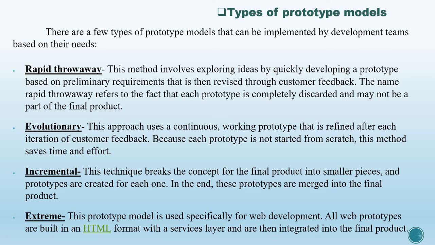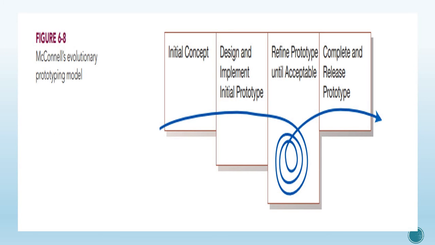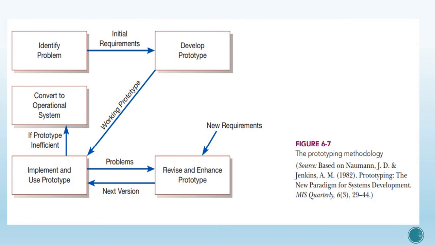Next, the type we have is the extreme prototype. This prototype model is used specifically for web development. All web prototypes are built in an HTML format, that is a hypertext markup language format, with a services layer, and are then integrated into the final product. This is the evolutionary prototyping model, and this is the basic prototyping methodology.